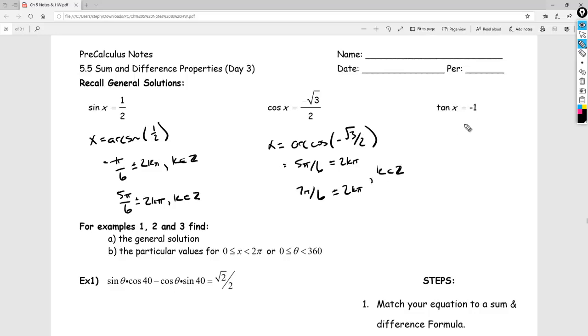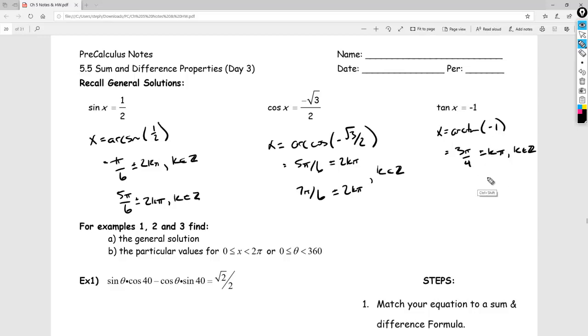Okay, now for tangent, remember that the period is different. So this is true for 3 pi over 4. And we can just say plus or minus k pi, where k is an integer. Okay, so this is also true for 7 pi over 4, but this k pi takes care of that answer.